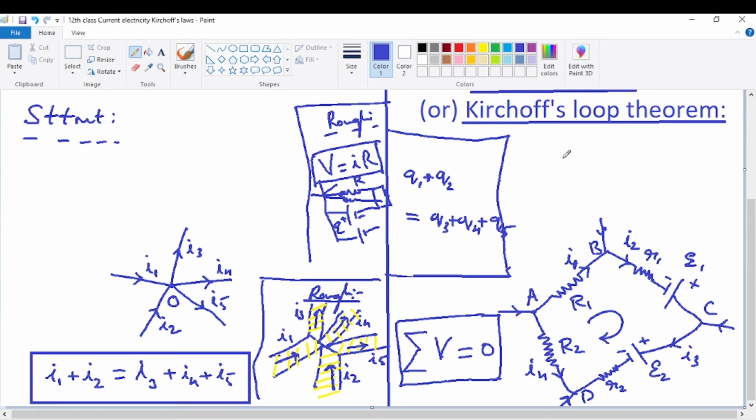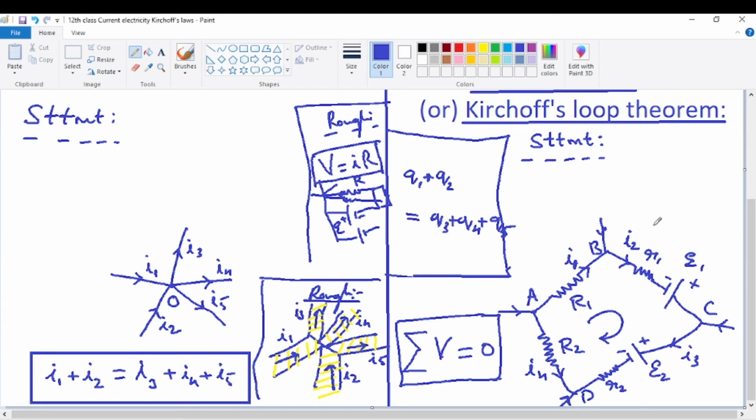So the statement is very simple. The proof also will not be difficult; it also will be very simple. Already I said it's based on one simple fact, the conservative nature of the electric field. Based on that it can be proved. I'm not writing the statements, to save time.